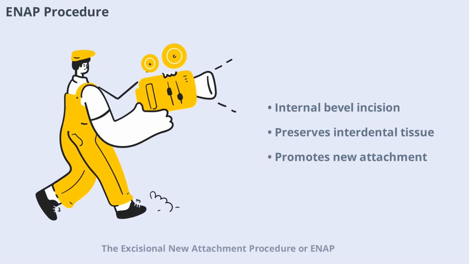The excisional new attachment procedure, or ENAP, is a definitive subgingival curettage technique. It involves making an internal bevel incision from the free gingival margin apically below the pocket base while preserving the interdental tissue. The excised tissue is carefully removed, the root surface is planed, and the wound edges are approximated to promote optimal healing and new attachment formation.